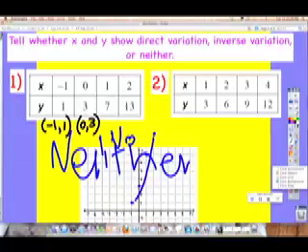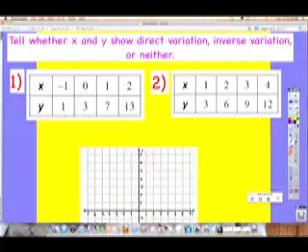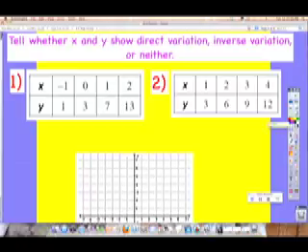Again, just eyeball it. Go over 1 and up 3. Perfect. Then over 2 up 6. Then over 3 and up 9. And then over 4 and up 12. Okay, one of the 3. Which one do you think? Direct, inverse, or neither?